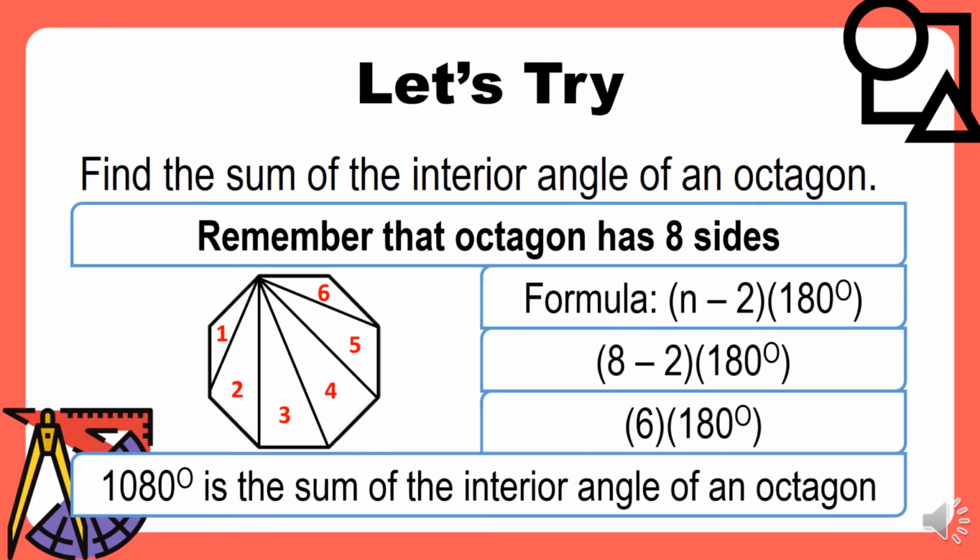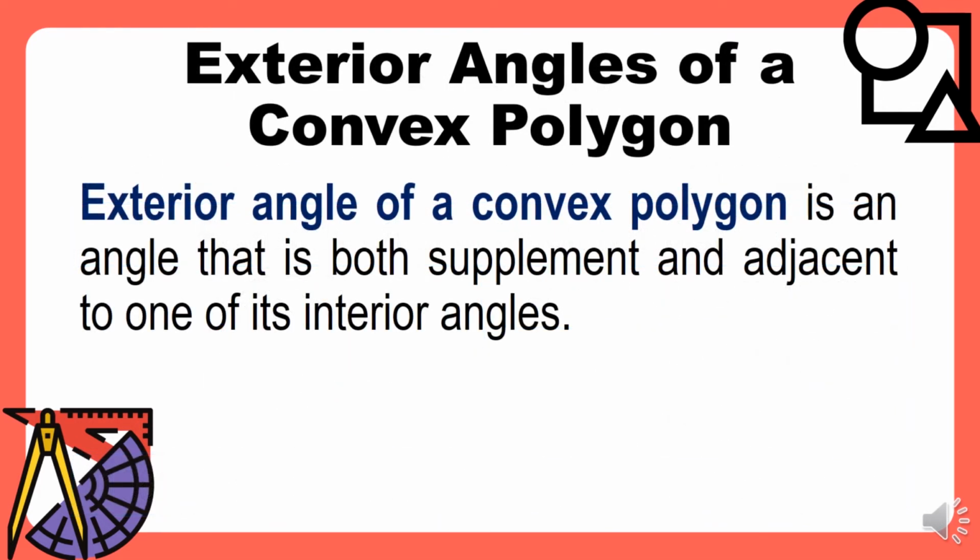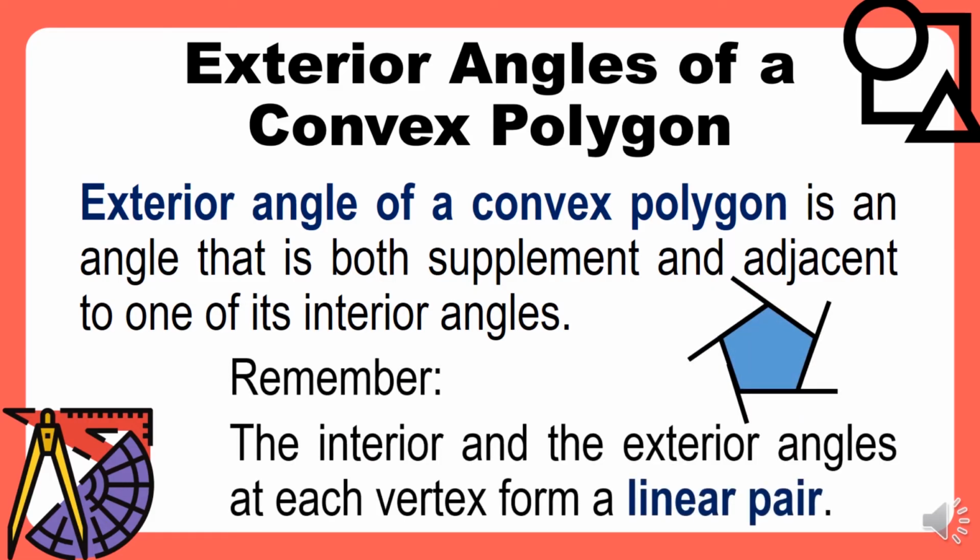Ngayon naman ay pag-aralan natin ang exterior angles of a convex polygon. Exterior angle of a convex polygon is an angle that is both supplement and adjacent to one of its interior angles. Remember, the interior and the exterior angles at each vertex form a linear pair.